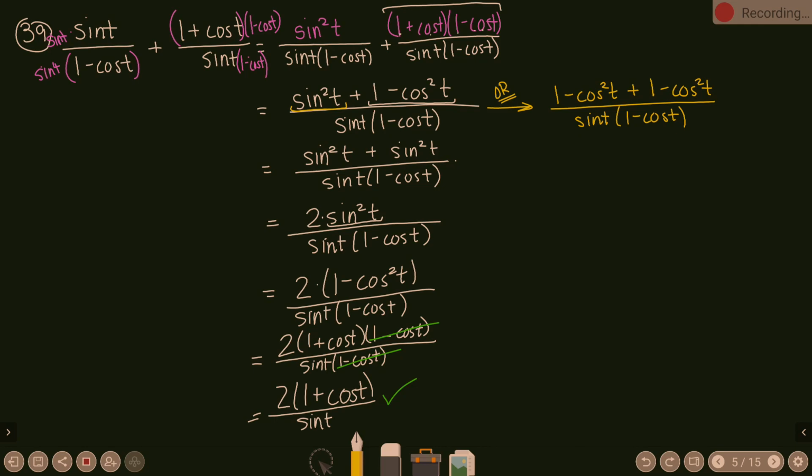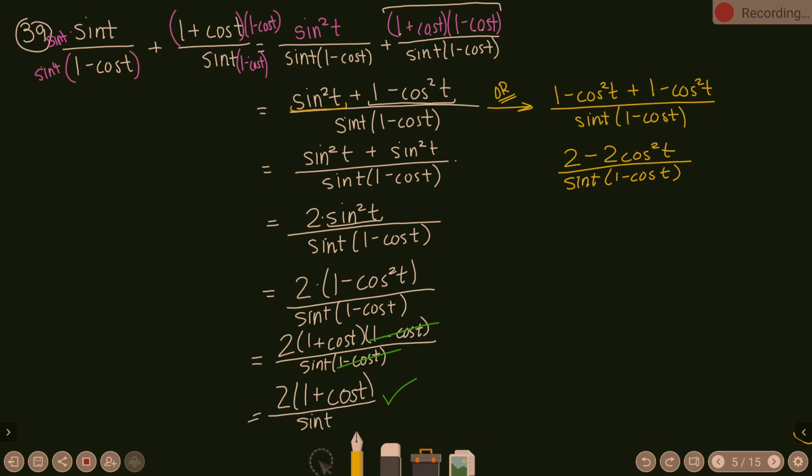On top, collect your like terms. What cleans up on top? 1 plus 1 is 2. Minus cosine squared t minus cosine squared t is going to be minus 2 cosine squared t, over still sine t times 1 minus cosine t.